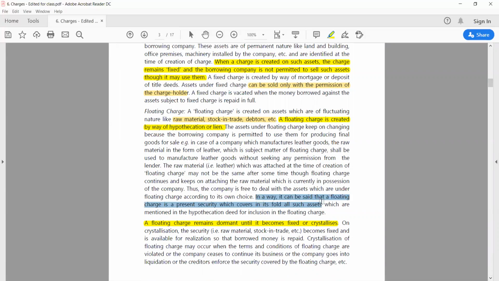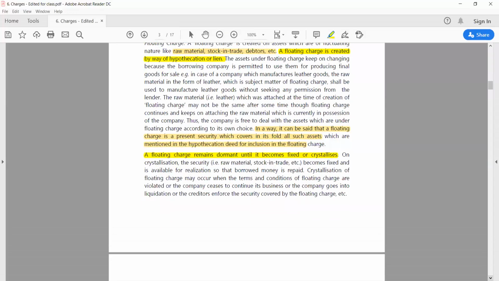In a way, it can be said that floating charge is a present security which covers in its fold all the assets that are mentioned in the hypothecation deed. That means, based on your hypothecation, for your movable property, or when it changes its character, you will ensure that those types of properties will be subject to floating charge. That's the point they wanted to say.